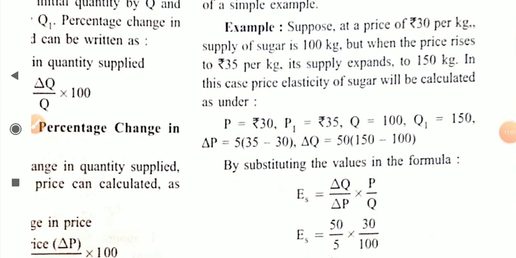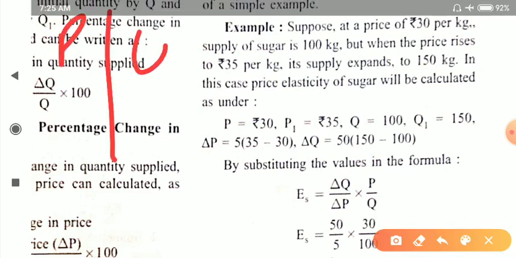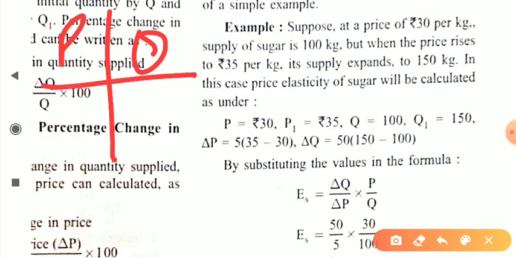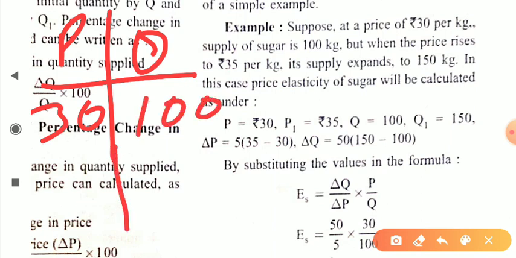Now in this numerical example, suppose at a price of rupees 30 per kg, supply of sugar is 100 kg. So make the table again. Initially, as I told you, you have to make a table of P and Q. Now the price of sugar is rupees 30, the supply of sugar is 100 kg. Now move to our next part: its supply expands to 150 kg. Now the quantity is extended to 150 kg. In this case, price elasticity of supply of sugar will be calculated as under.